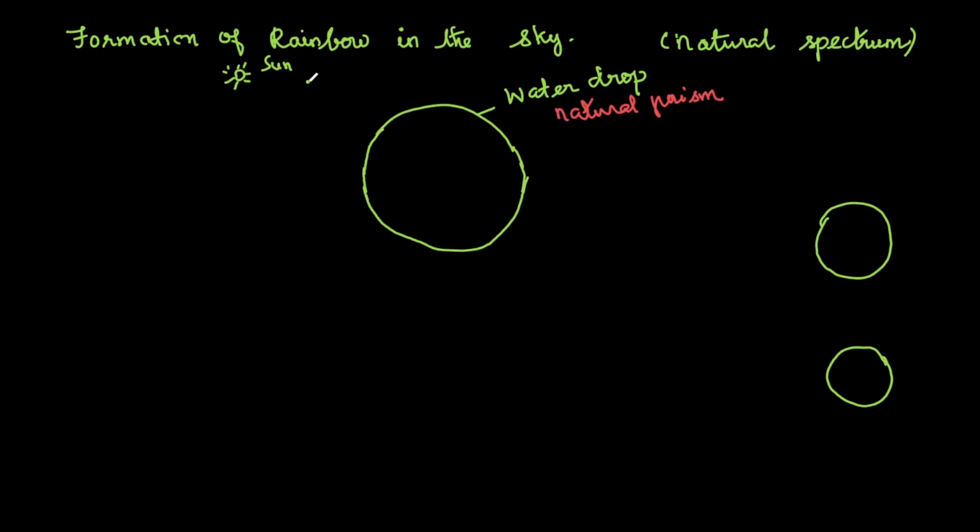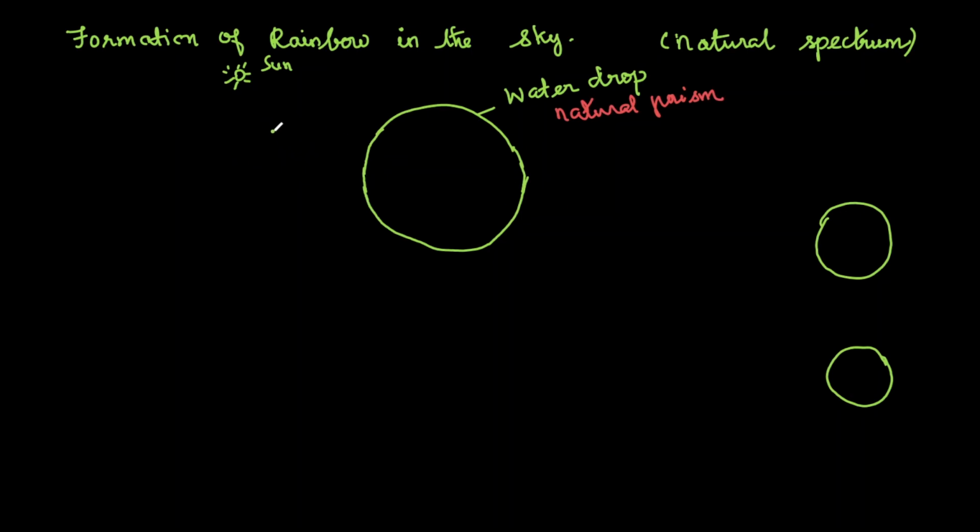After the rain, there will be millions of raindrops in the sky. Each water drop acts like a natural prism and splits the sunlight into seven colors, forming the rainbow just opposite to the sun. So how does the water drop split the sunlight?